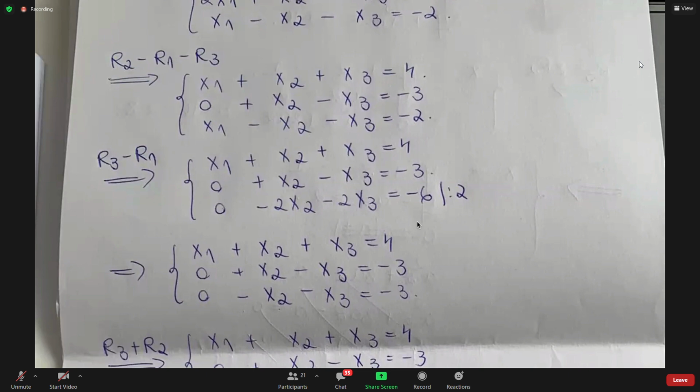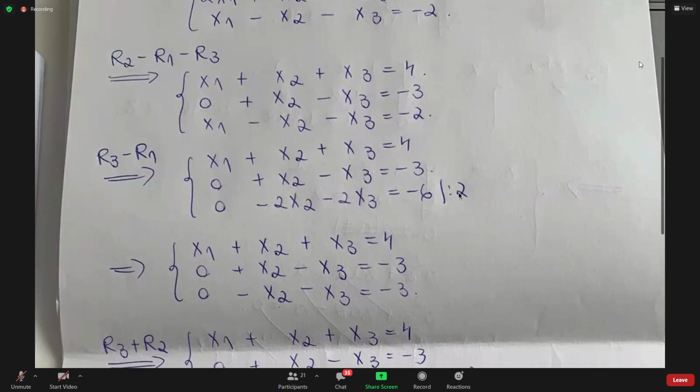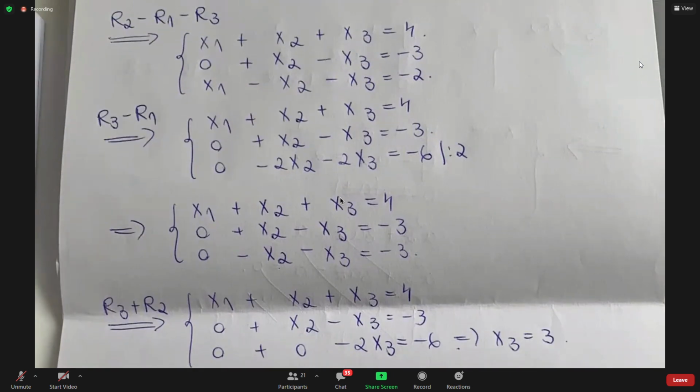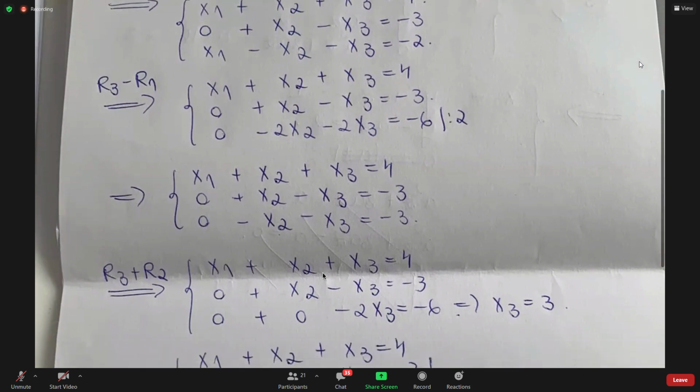I decide further on to divide this row by 2 because I see everything is divisible by 2. So I come to the exact version of the system from earlier, only this time I've multiplied the second row and the third row by 2, so I come to an easier form.